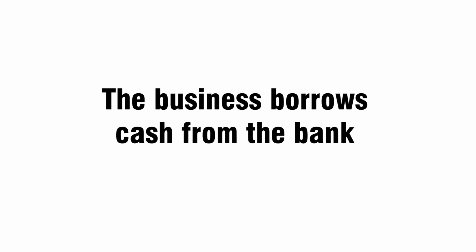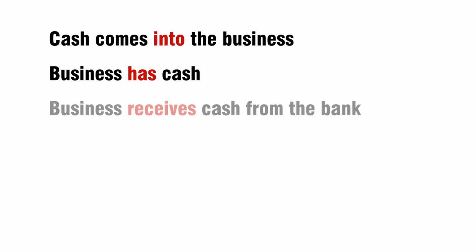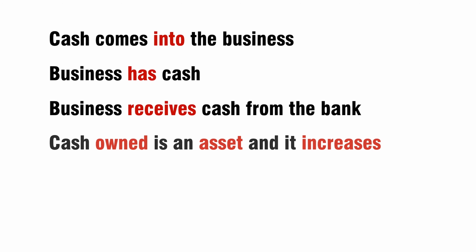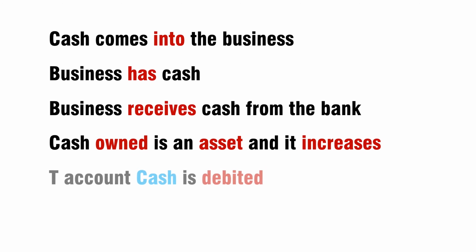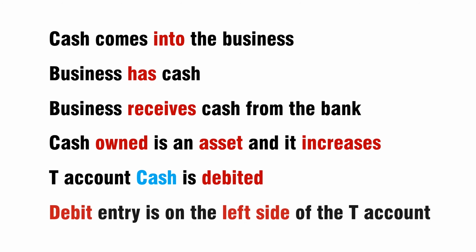Transaction 2. The business borrows cash from the bank. Recording entry 1. Cash comes into the business. Business has cash. Business receives cash from the bank. Cash owned is an asset and it increases. T account cash is debited. Debit entry is on the left side of the T account.